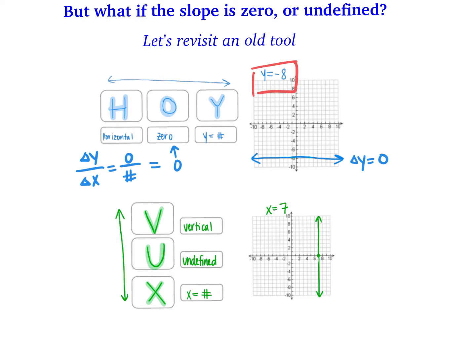By comparison, a vertical line has an undefined slope. And if we look at it, this time your change in x is 0 because it's not moving left or right at all. So your initial slope setup would be some number over 0, which is where that undefined slope comes from. And here, since it's your x value that's not changing, this time your equation would look like x equals 7, meaning it's over at 7 and not moving off of that.